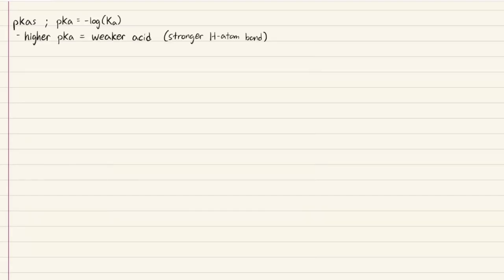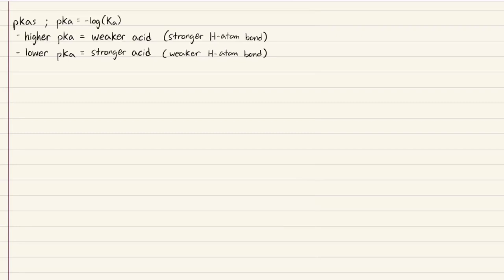For simplicity, we often use pKa values instead of Ka. pKa is the negative logarithm of the acidity constant, Ka, and is typically more manageable to work with. While Ka values can span a very wide range, from extremely small numbers for weak acids to very large numbers for strong acids, pKa values compress this range into a more convenient and intuitive scale. Because we're taking the negative log of Ka, higher pKa values correspond to weaker acids, molecules with a stronger H atom bond, while lower pKa values correspond to stronger acids, molecules with a weaker H atom bond.